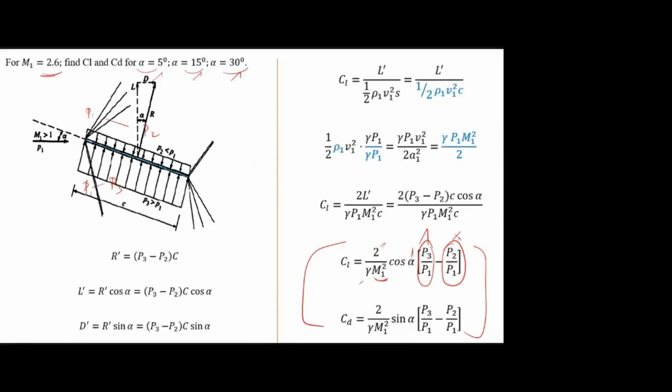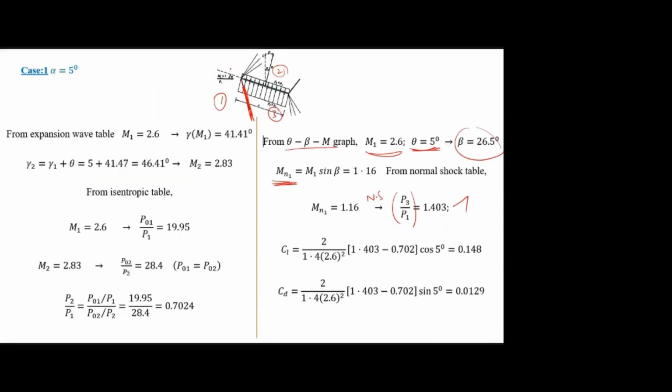Now we have to find P2 by P1. That is the upper surface, between 1 and 2. So this is the expansion fan. You know what the procedure is? First, from M1, you have to find nu of M1 using the graph. Then we know nu, and also we know theta, which is 5 degree. From nu 1 we find nu 2, and from that we can find M2.